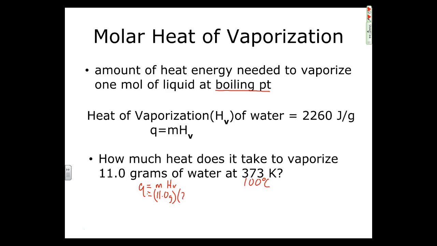Times my heat of vaporization, 2,260 joules per gram. Grams cancel out, and I need 3 sig figs because the number they give me in the problem has 3 sig figs. And so that's going to be 24,900 joules. Again, joules, if it's over 1,000, then we need to go ahead and convert to kilojoules. We're going from a base unit to kilojoules, so we need to move the decimal 3 places this way. And so this is going to be 24.9 kilojoules.